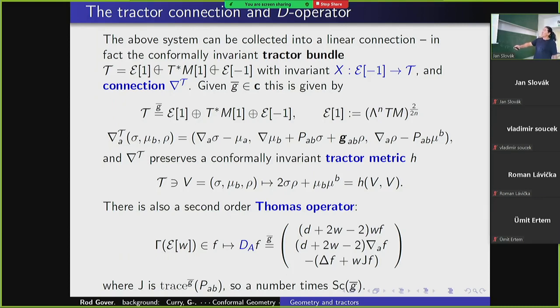And so you get a bundle of rank d plus 2 if we were in dimension d. I seem to have gone back to n. Something went wrong with my slides here. So let's say n plus 2. I'm giving the densities in terms of n.